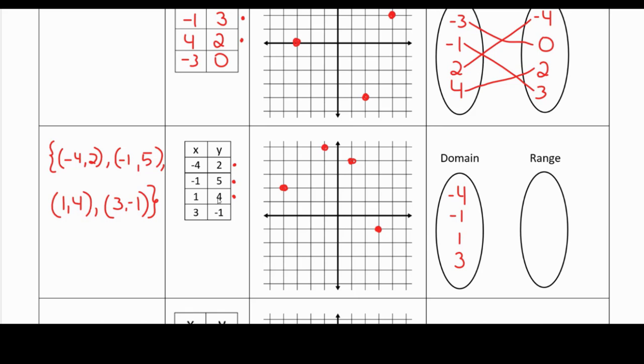On the y values, we need to put them in order. The smallest number is negative 1. Then the next number would be 2. So let's go over here and write 2. And the next ones would be 4 and 5. Once you have the x values in order and the y values in order, you can draw the lines representing the relation. So negative 4 connects to 2. Negative 1 connects to 5.